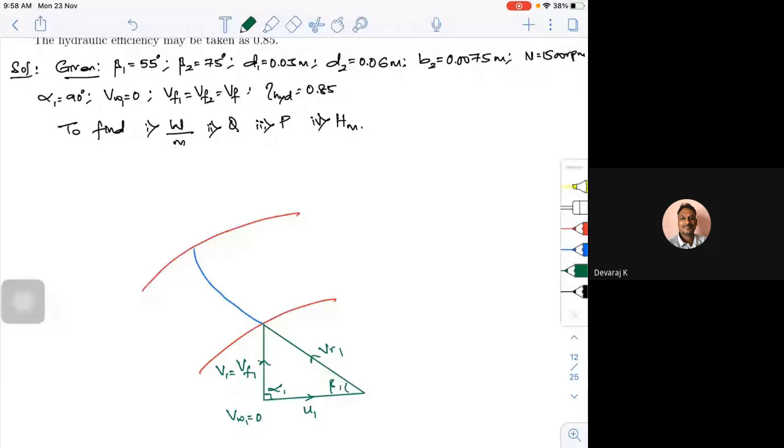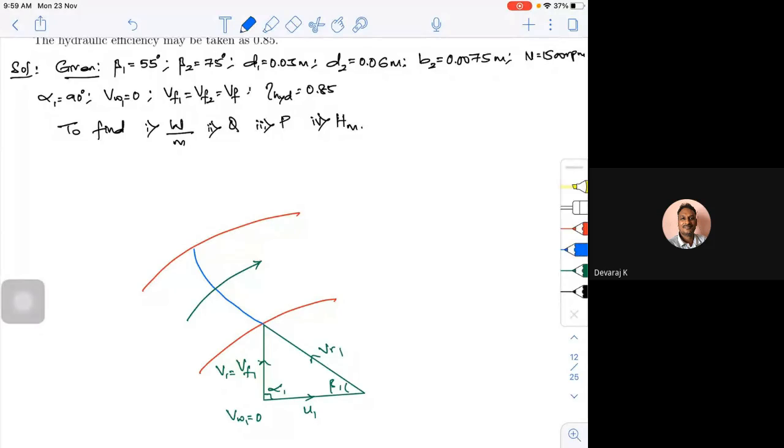As I told, this U1 is rotating clockwise, so the rotation will be clockwise. This is the sign convention I use. So all my power absorbing devices will be rotating clockwise, and because of the increase in the pressure, the pressure head is developed as the fluid moves out. So with the convention we have discussed earlier, I'm going to do it with the same convention. Now let us try to draw the exit triangle.